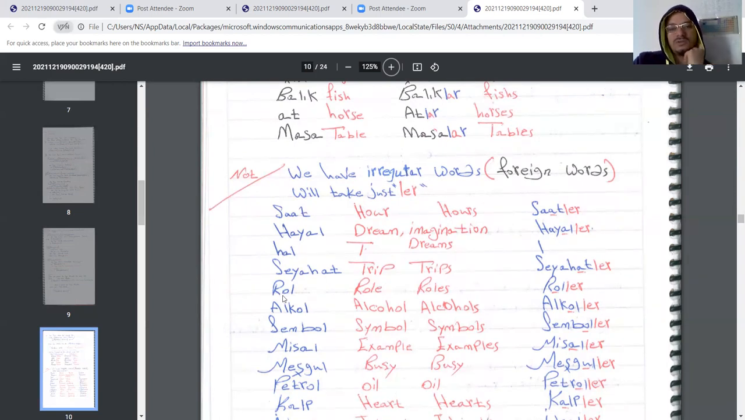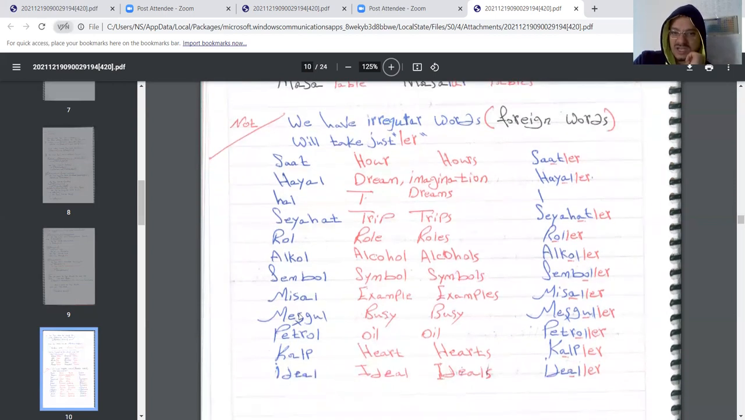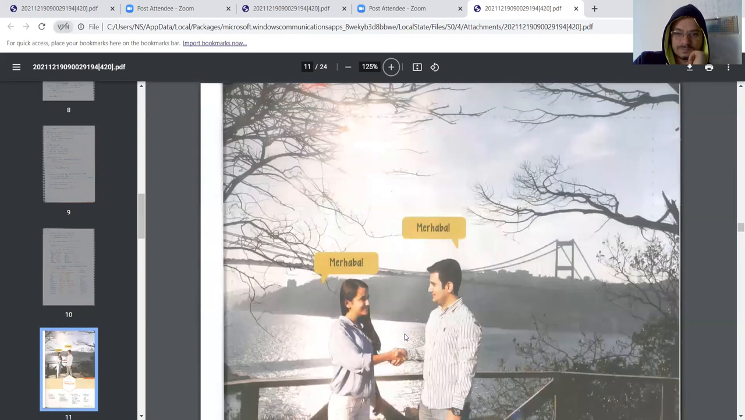Roll, roller, alcohol, alcoholler. Alcohol in English, alcohollar in Turkish. Simple came from English, simpler. Misal, misallar, meşgul, meşguller, petrol, petrollar, kalp, kalplar, ideal, ideallar. All of these words are from Arabic, though ideal came from English, ideal, ideallar.